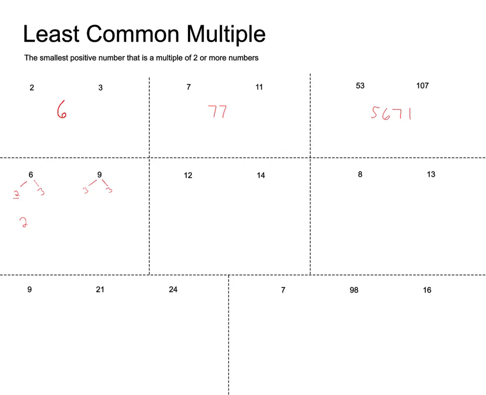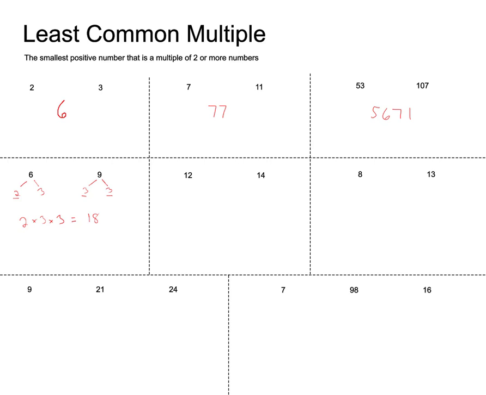Next we have 3. 3 shows up one time in the prime factorization of 6, but it shows up 2 times in the prime factorization of 9. We take the maximum number of times it shows up. So now we're going to drop down 3 2 times. Now we have 2 times 3 times 3, which is 18. And 18 is the least common multiple of 6 and 9.